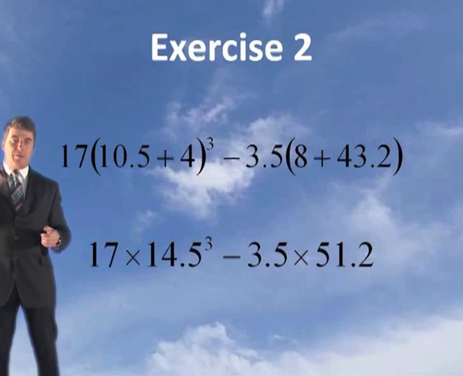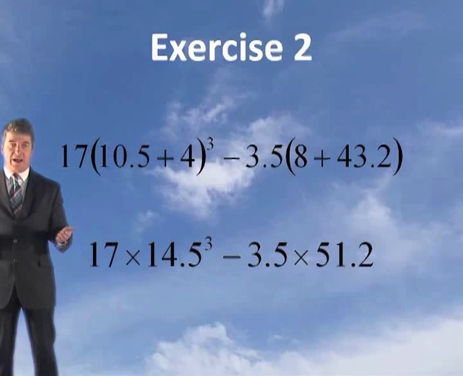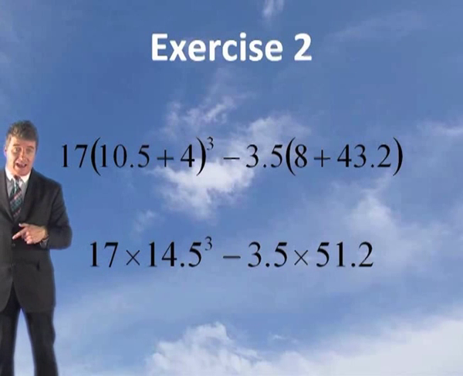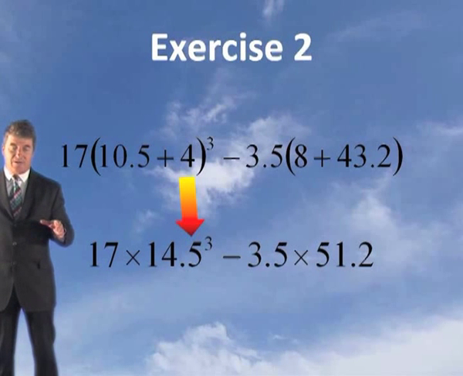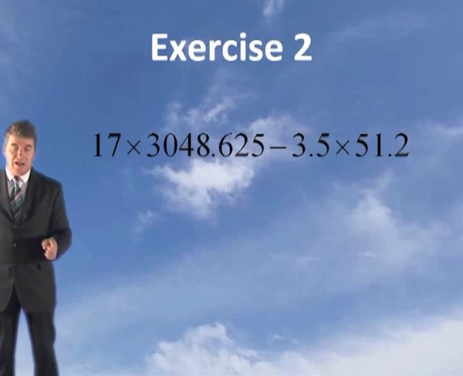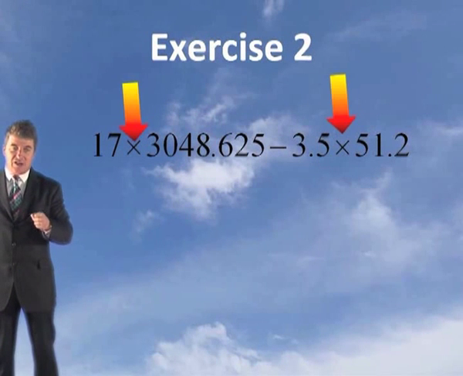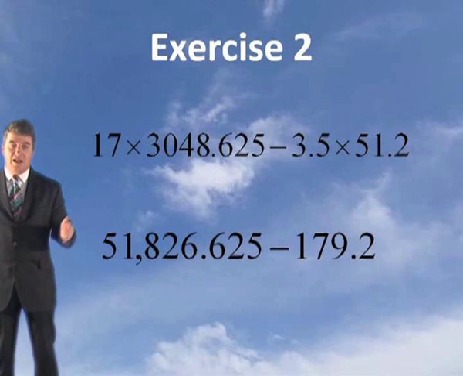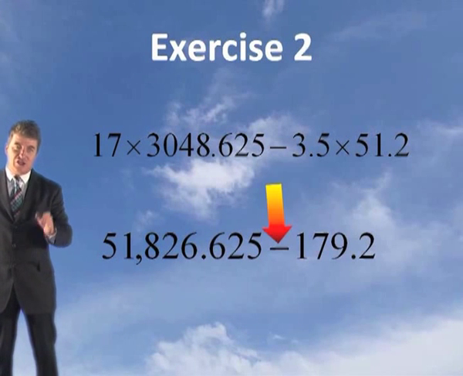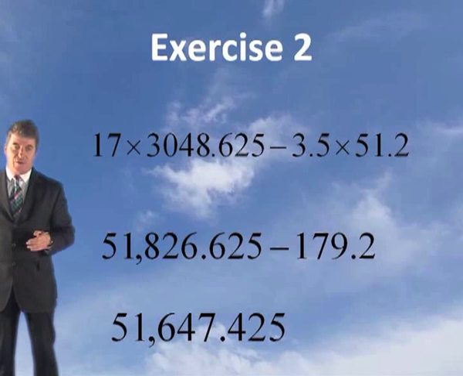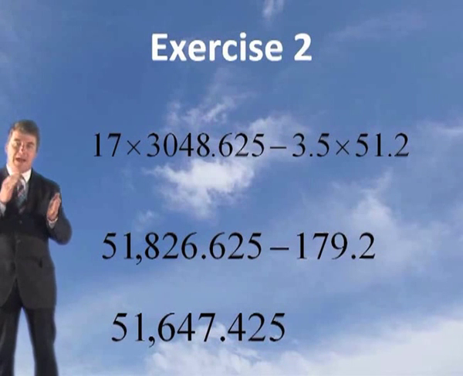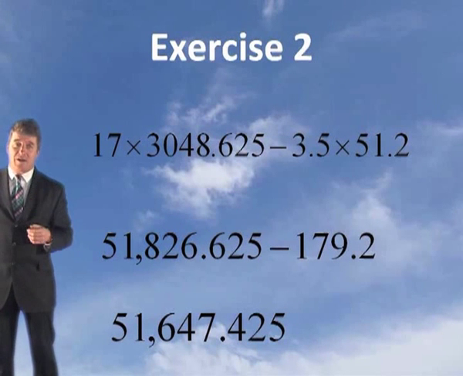Once you've sorted out the brackets, now you can get rid of those brackets, you apply BIDMAS again. Sorting out the indices again. Now you've got an indices which is 14.5 cubed. You sort your indices again first. Then you carry out your multiplication again, which gives you this. And you finally carry out your subtraction. Final answer, 51,647.425. Do you understand how you use BIDMAS to do brackets first, then BIDMAS out? BIDMAS makes sure you get it the right way.